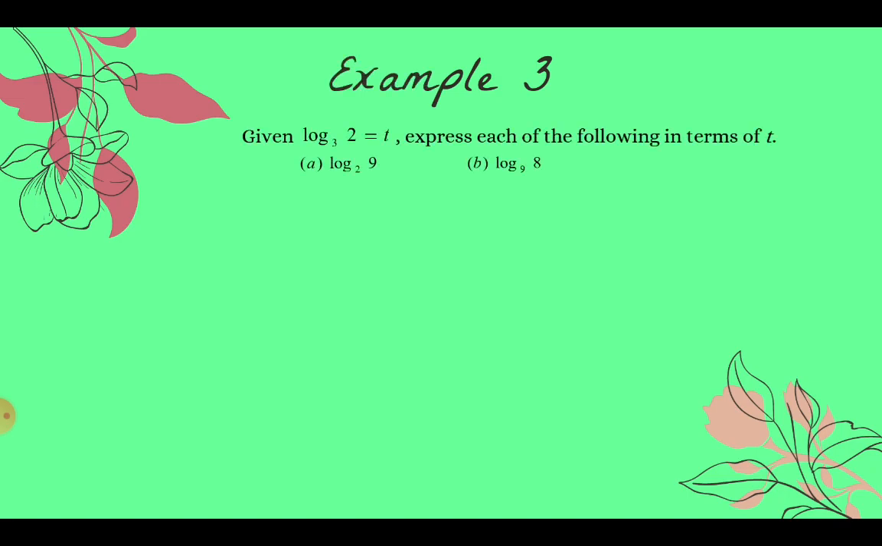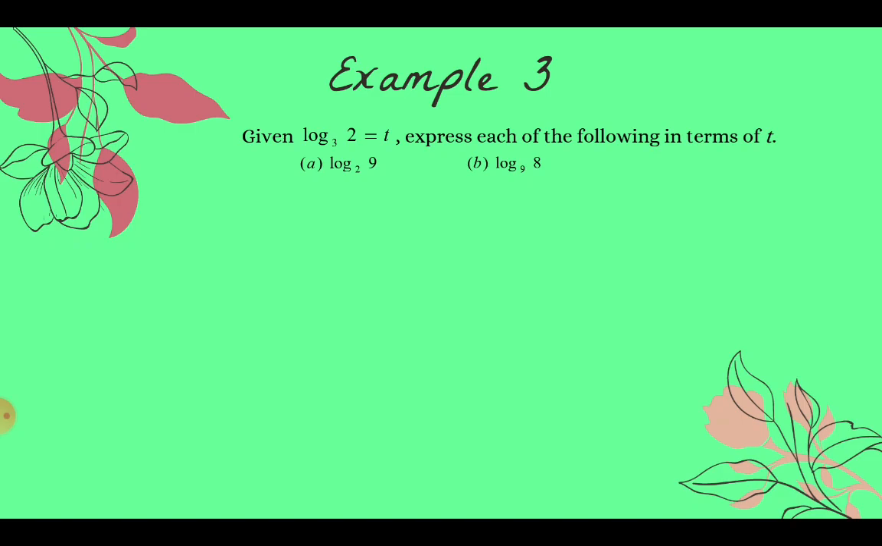Given log 2 base 3 equals t, express each of the following in terms of t. So we don't need to solve, but we need to express in terms of t. Okay, so we have A, log 9 base 2, and B, log 8 base 9. So how can we express it in terms of t?